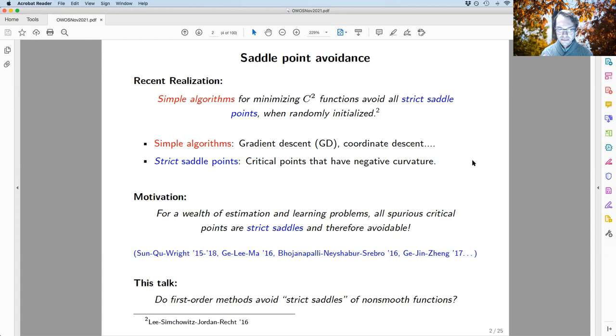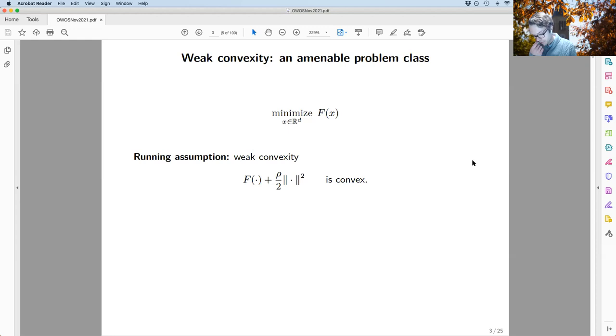And so we should narrow our focus a little bit to some non-smooth problem class. The problem class that I want to introduce is deceptively simple, but surprisingly broad. This is the weakly convex class. We're going to be minimizing a function f, and our running assumption is that the function can be convexified by adding some quadratic to it with some amplitude rho. So the function is globally convexified just by adding a small quadratic.